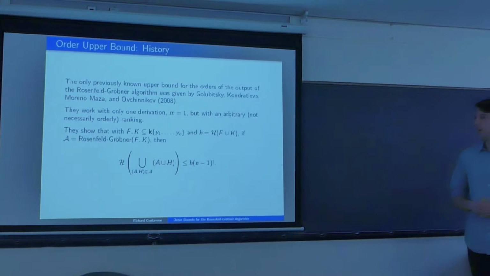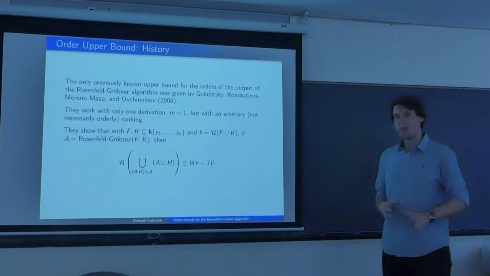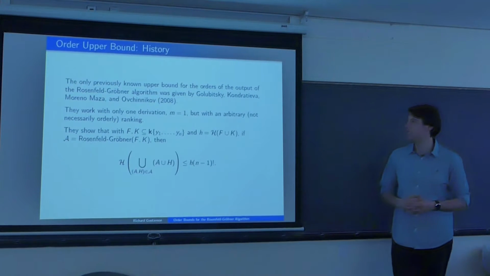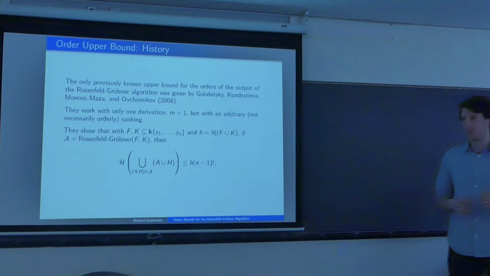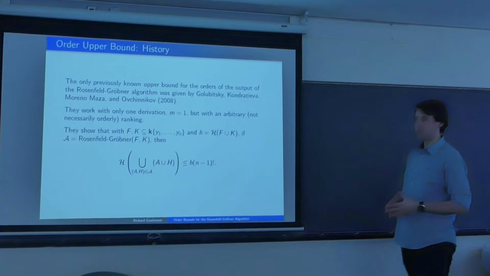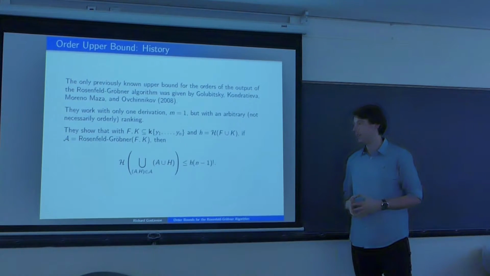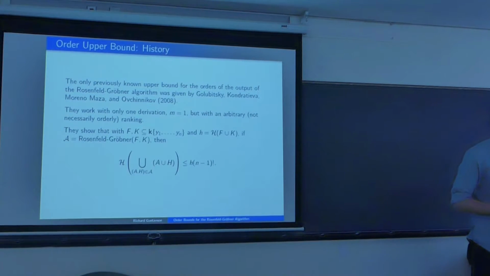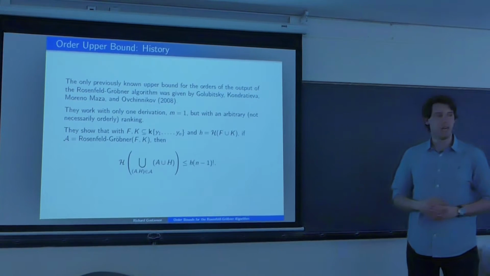Let me give you a little history. The only previous bound was given by Golubitsky, Kondratieva, Moreno Maza, and Ovchinnikov. This case was for one derivation, but they worked with an arbitrary ranking, so not necessarily an orderly ranking. They showed that with n differential indeterminates, if the input has order h, then the output has order at most h times (n minus 1) factorial.